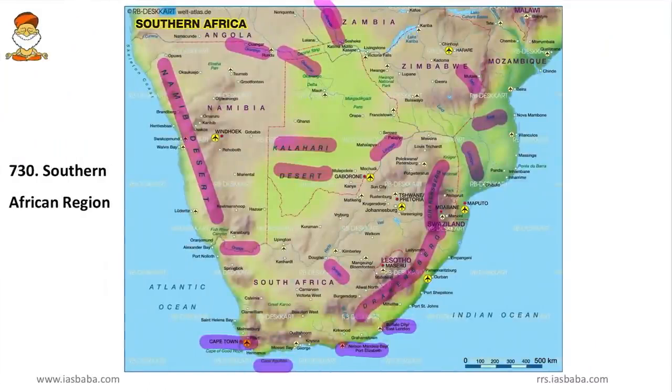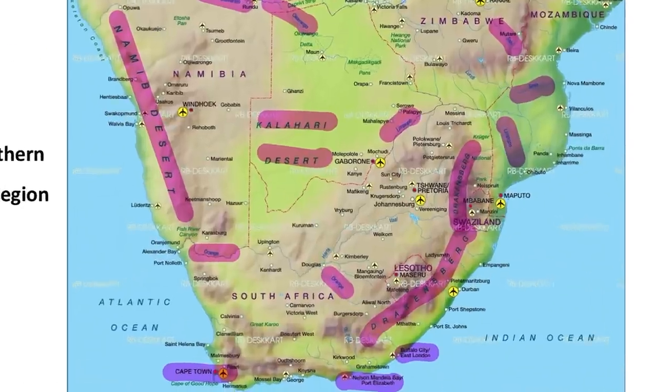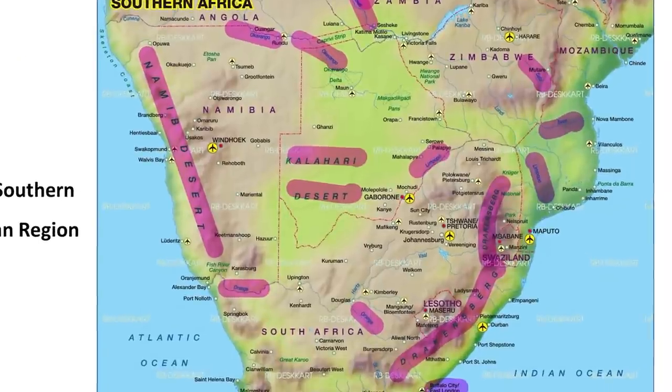Then come to next, Southern Africa. Friends, in Southern Africa, various mountain ranges, deserts and plateaus lie. So here, to the southeast border of Africa, we have the Drakensberg Range.